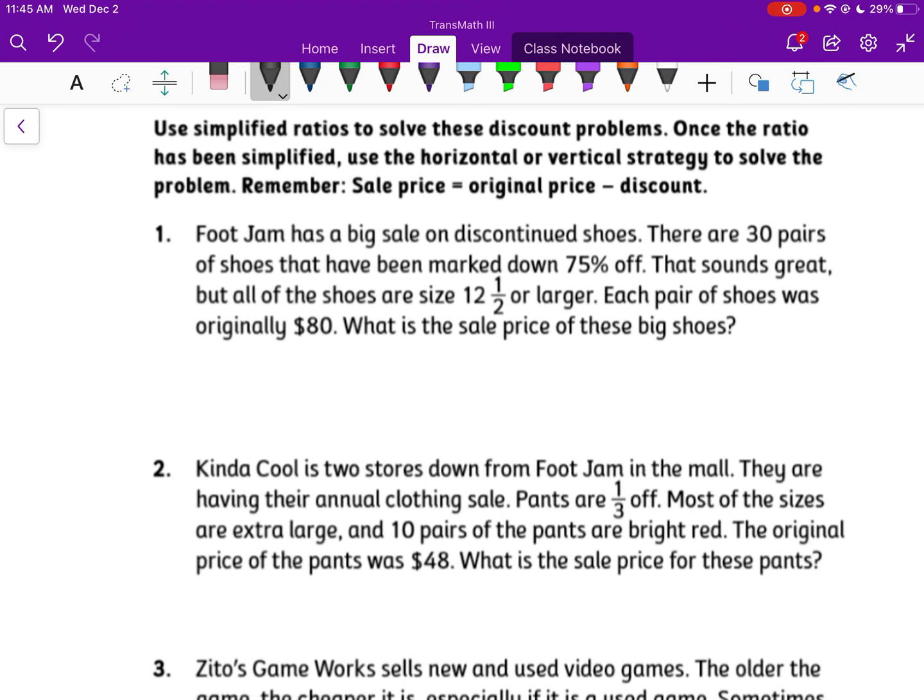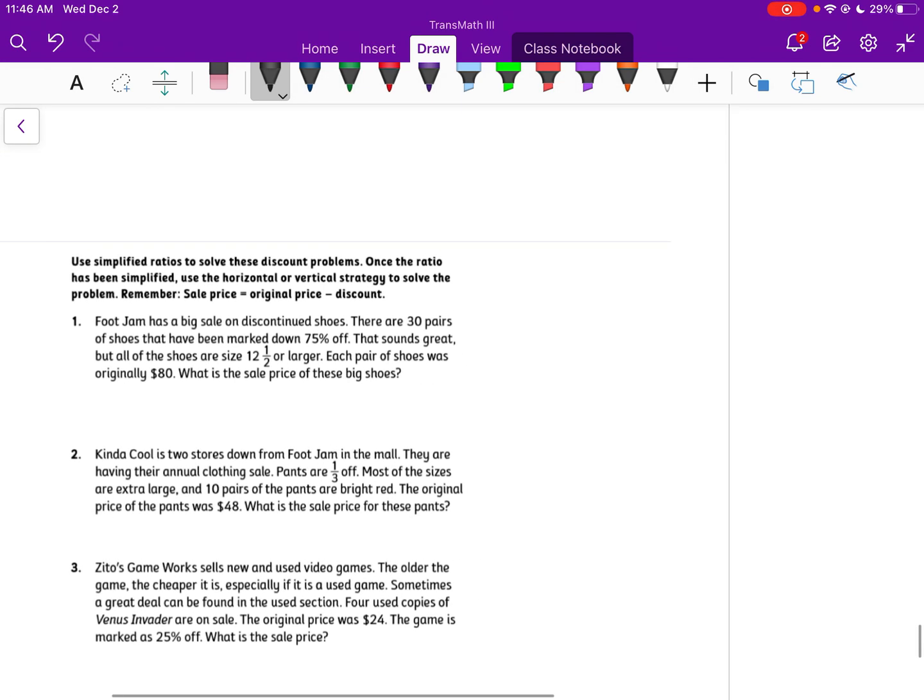Foot Jam has a big sale on discounted shoes. There are 30 pairs of shoes that have been marked down 75%. That sounds great, but all the shoes are size 12.5 or larger. Each pair of shoes was originally $80. What is the sale price of these big shoes?